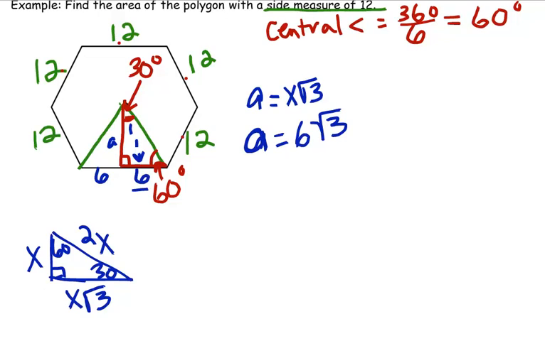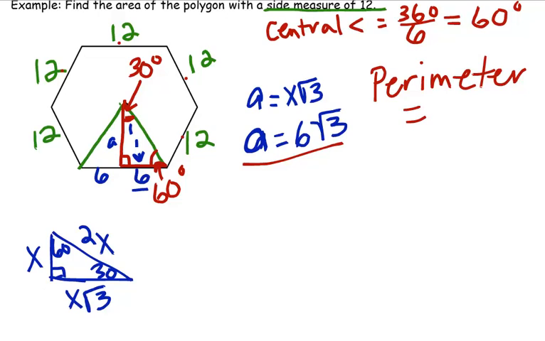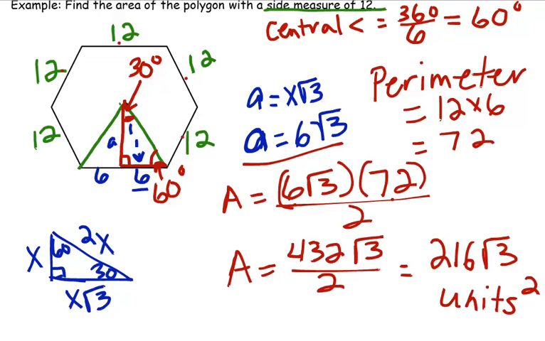We're ready to find the area. We've got the apothem, and we need the perimeter. Apothem, 6 square roots of 3. It's across from the 30, so that's my 6 square roots of 3 side. Perimeter, 72: 12 times 6, which gives me the 72 for the perimeter. And then we have everything we need to find the area.